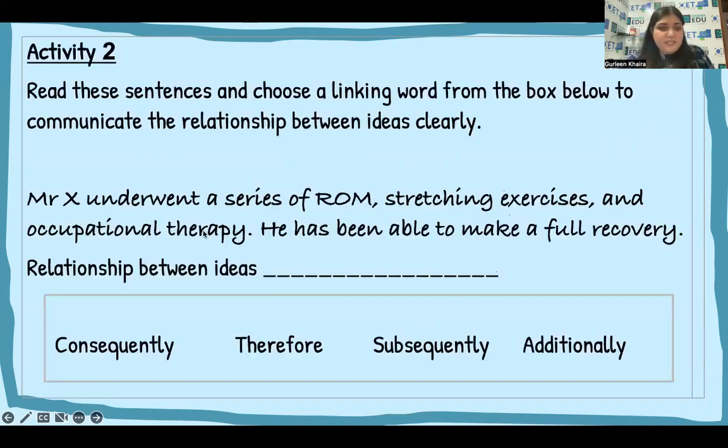All right, we have the next activity now. Read these sentences and then choose a linking word from the box that conveys the relationship between the ideas clearly. Before you choose your answer, read these sentences and see what the relationship between the ideas is. Then you'll instantly get your answer. And once you're sure of your answer, once you're certain, you can put that down in the chat box.